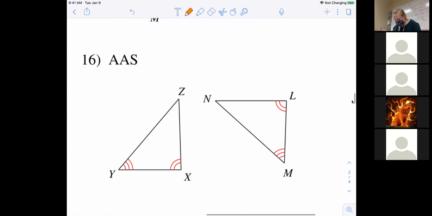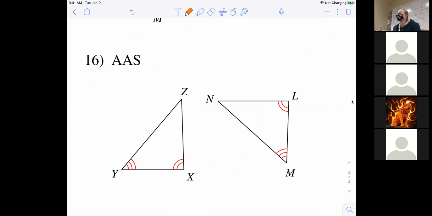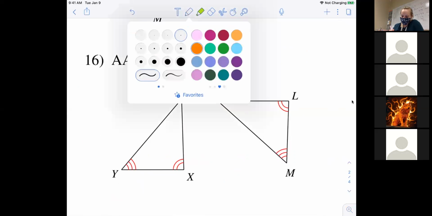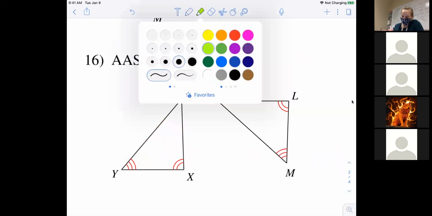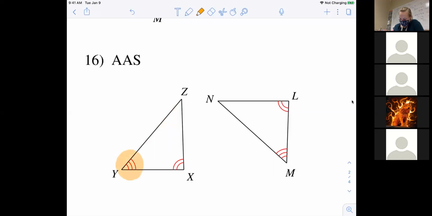This one says angle, angle, side. Oh, it's the same thing. Angle, angle, side. I've got Y is congruent to M. And I've got X is congruent to L. And now I need one of the sides. Which sides? What's one option I could pick?